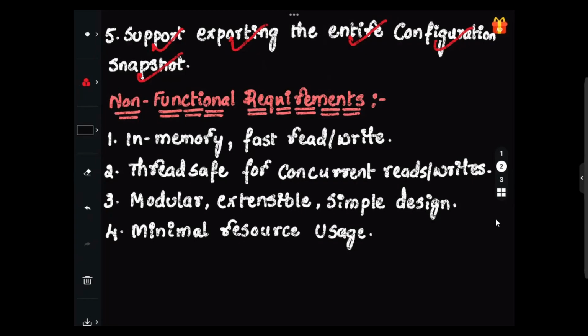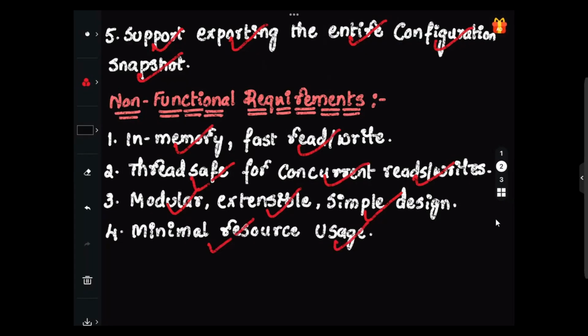So let's move on with the non-functional requirements here. The first one, in-memory fast reads, right? The second one, thread safe for concurrent reads or writes. The third one, the code should be modular, extensible, and we have to go with a simple design. That's what they have asked us to do here. And the fourth requirement here is minimal resource usage. These are some of the functional as well as the non-functional requirements.